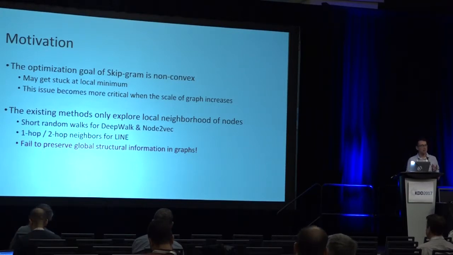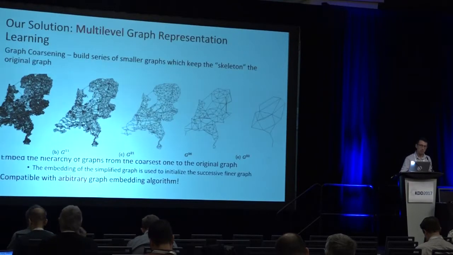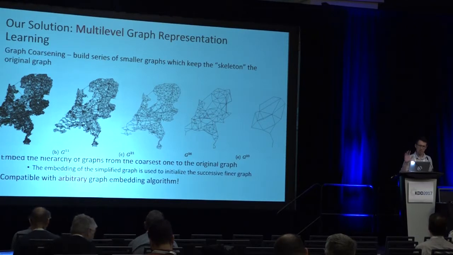So the existing methods that I've mentioned, DeepWalk, LINE, node2vec, et cetera, only explore the local neighborhood around the nodes. This is great because it makes them more scalable, but they run into a corner case where they can fail to preserve the global structural information that's in the graph. A visual example, actually, let's talk about our solutions. I didn't make these slides, so this is going to be a little rough.